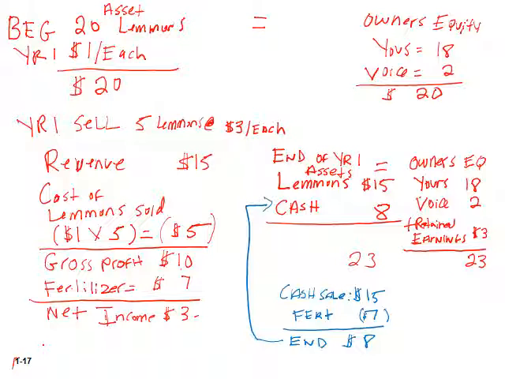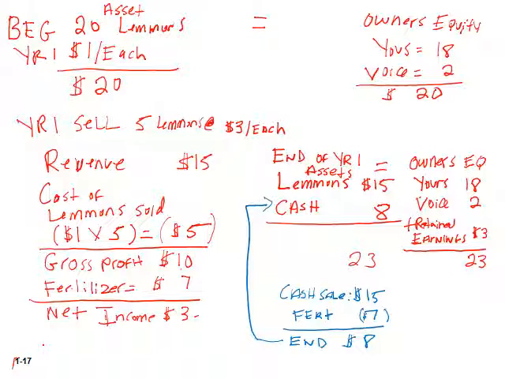Now, in the first year, year one, we sell five lemons and we sell them at $3 each. So when we sell those lemons at $3 each, that's $15. We have something we call revenue of $15 because we sold five lemons at $3 a piece, right? Okay, that's $15. But we have to recognize that there was a cost of the lemons sold. We sold five lemons. They had a value of a dollar each. So the cost of those items was $5, wasn't it? Right? So we have something that we call a gross profit of $10 so far, right?